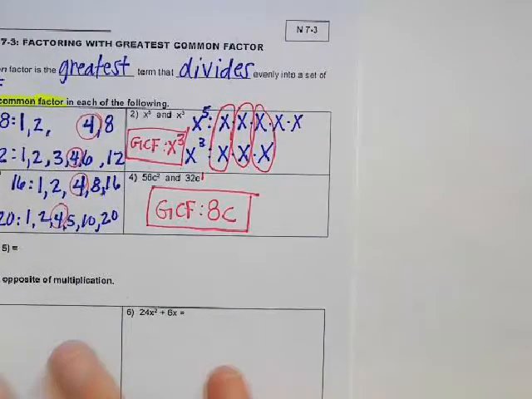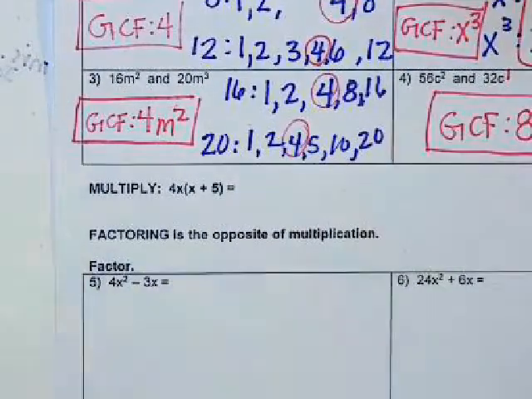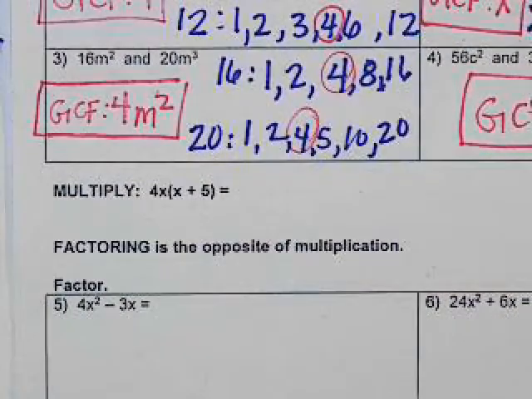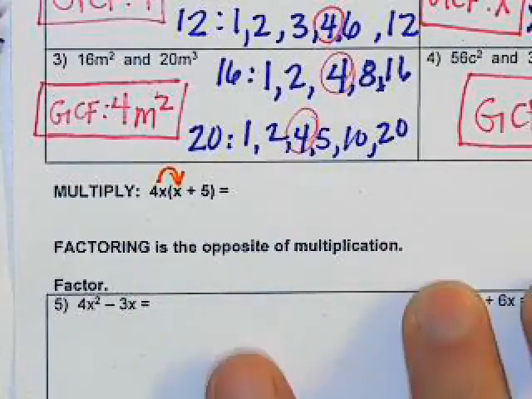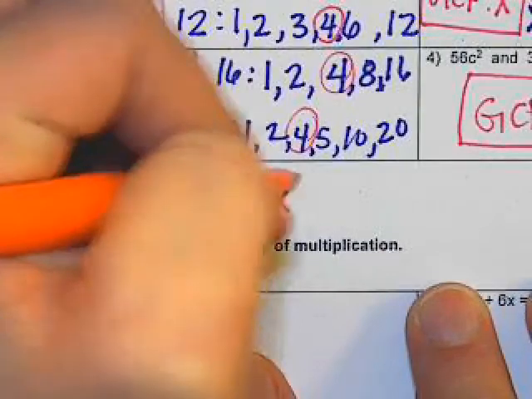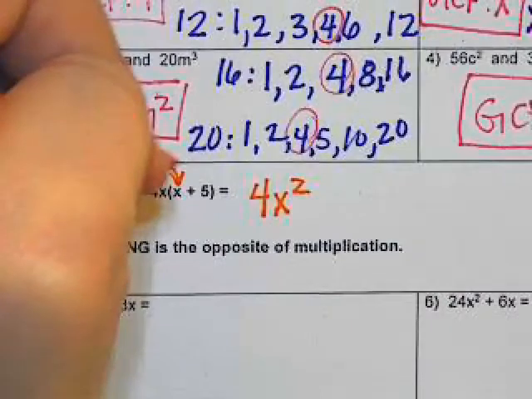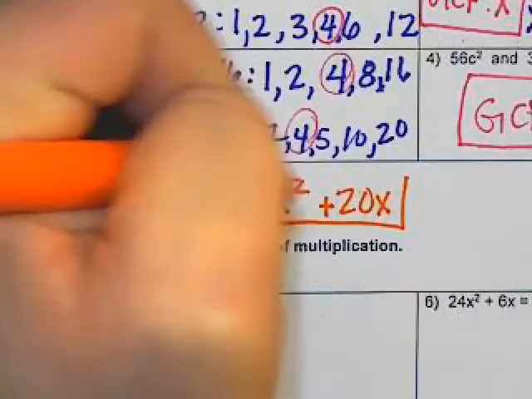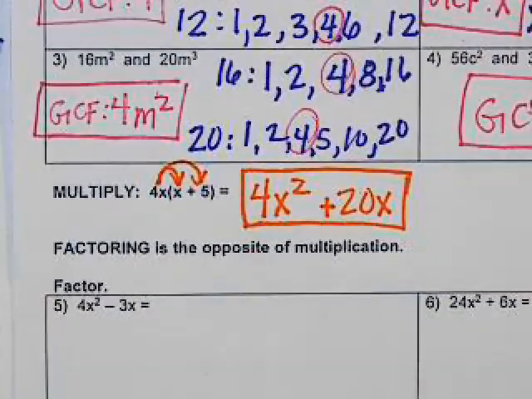Okay. Now, right here, we're not finished. That's just one little part of what we're doing today. It says multiply. So we should all know how to do this. How do I distribute this? 4x times x gives me what? 4x squared. Then I distribute the 4x to the 5. 4x times 5, positive 20x. That's what you should know how to do.